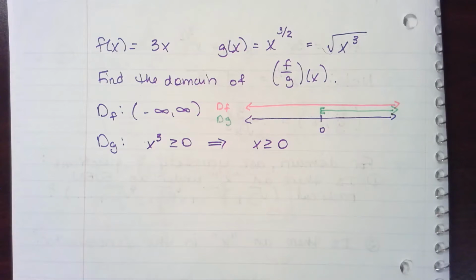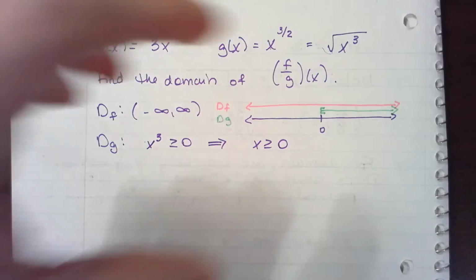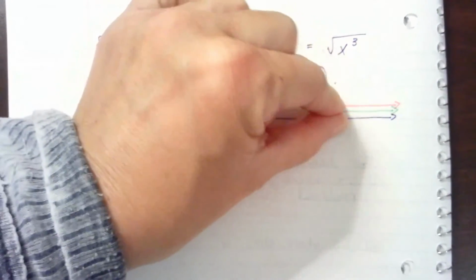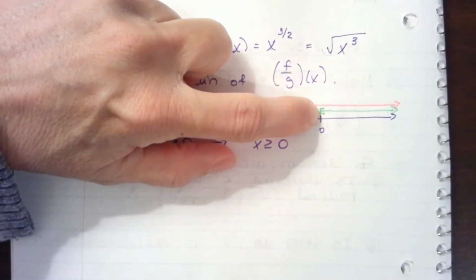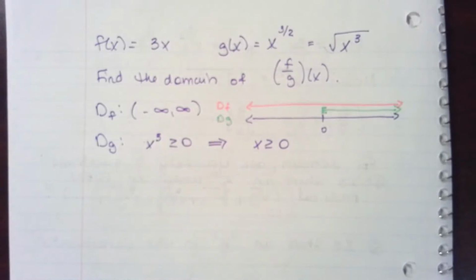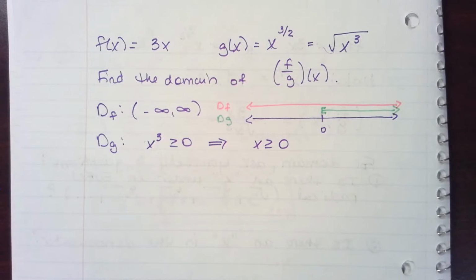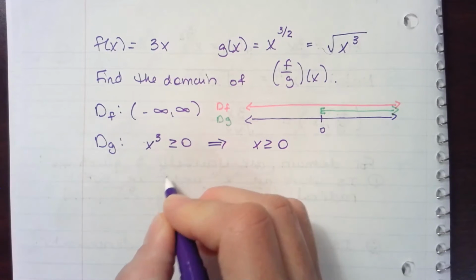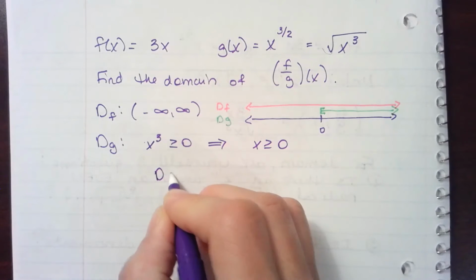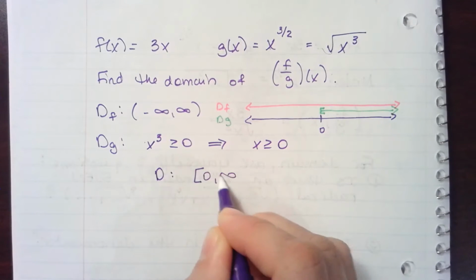The intersection of those two domains is just what they have in common. So what do those two have in common? If you were to take these two graphs and smash them together, they only have in common from 0 to infinity, correct? There we go. So 0 to infinity is what they have in common. So we're going to say that the domain is going to be 0 to infinity.